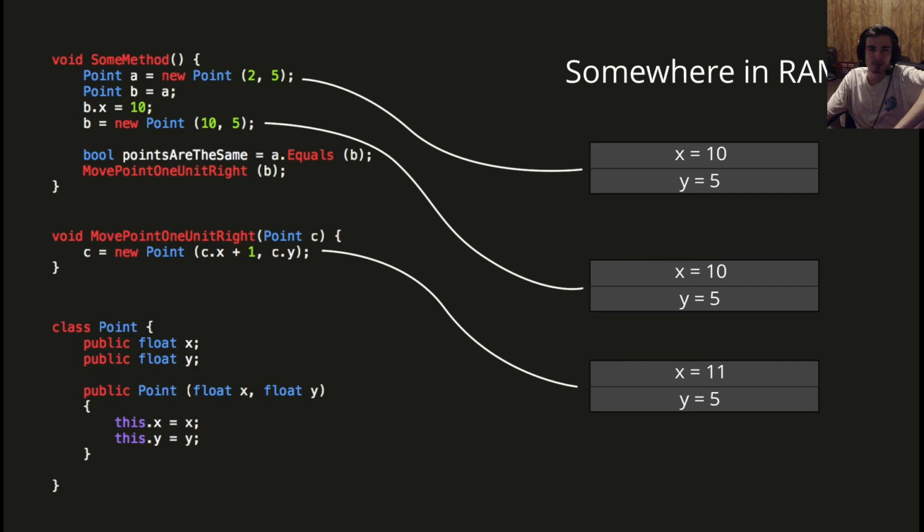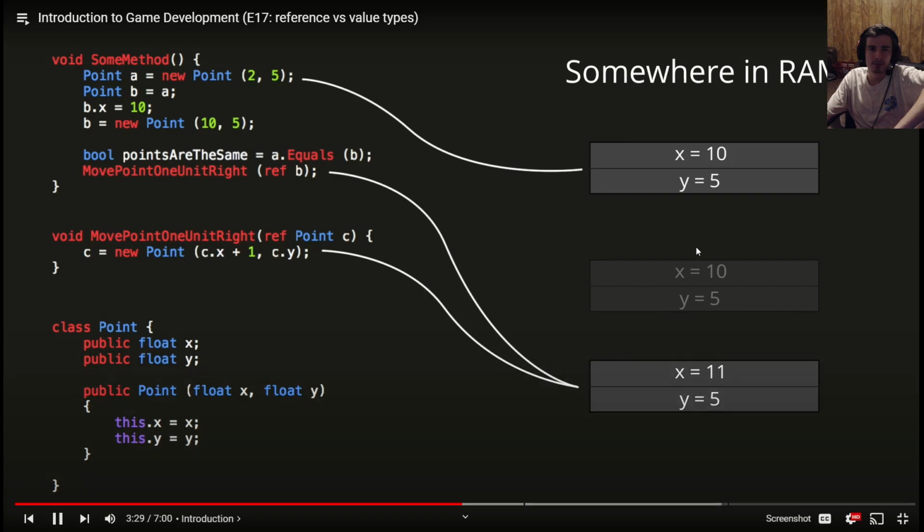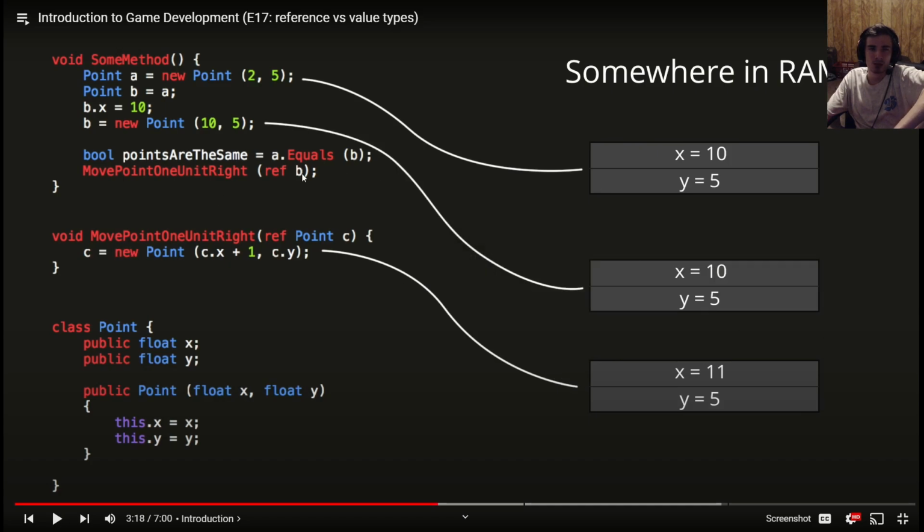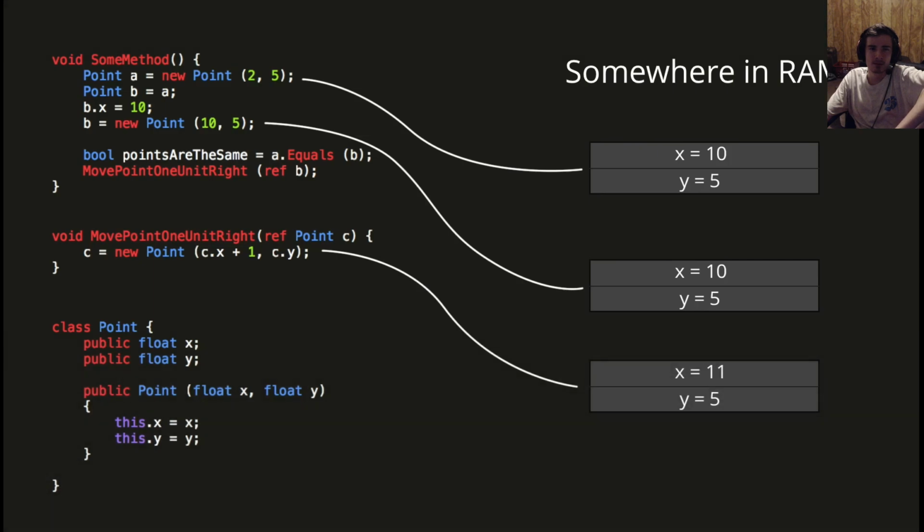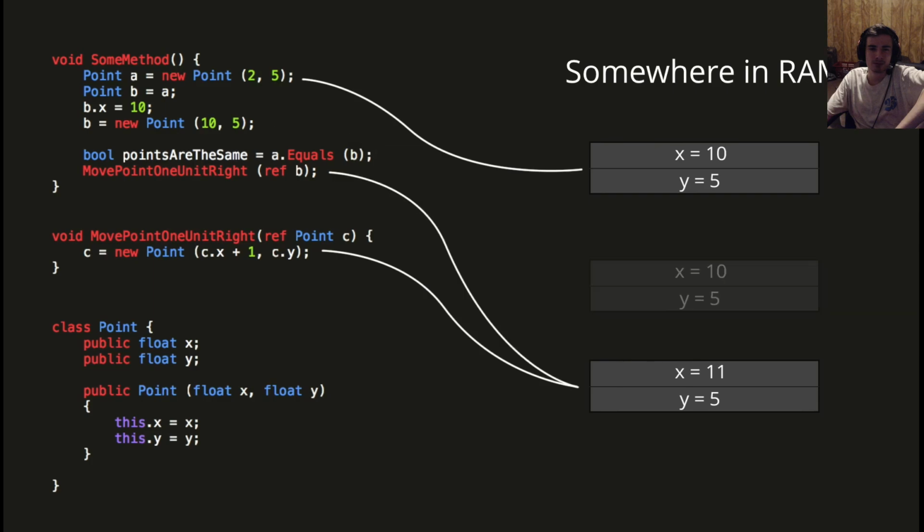If we add ref both before the parameter in our method call and before the argument in the method signature, what happens now is that any modification to the variable c inside the method will also be made to the variable b outside the method. So in this case, c gets set to a new object, and so point b will also now reference this new object. The ref keyword modification to the variable c inside the method will also, oh, it's right here. Never mind.